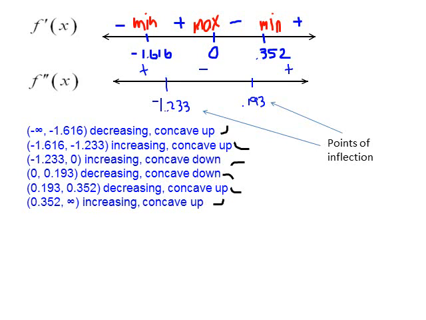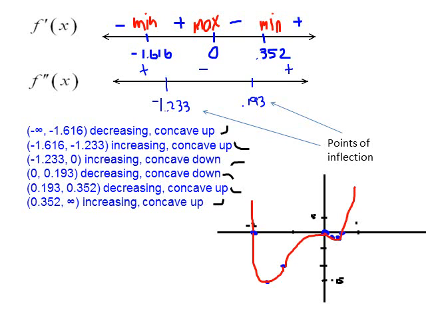Since this is a calculator question, you can use your calculator to find the coordinates of the intercepts, max-min points, and points of inflection. Then just draw the graph section by section. Here's what mine looks like. This concludes the lesson on section 4.6, Graphing with Calculus and Calculators.